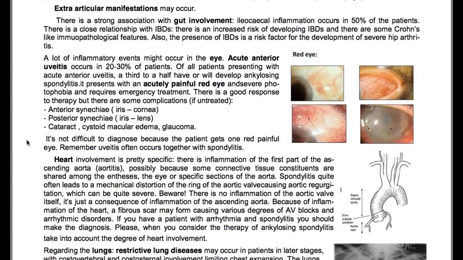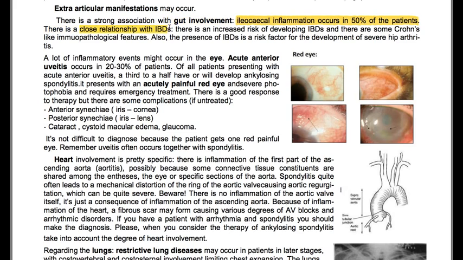Extraarticular manifestations may occur. There is a strong association with gut involvement. Ileocecal inflammation occurs in 50% of patients. There is a close relationship with IBD. There is an increased risk of developing IBDs, and there are some Crohn's-like immunopathological features. Also, the presence of IBDs is a risk factor for the development of severe hip arthritis.